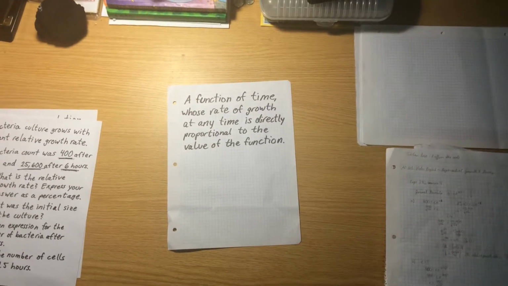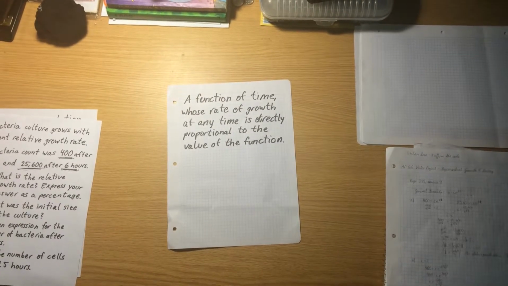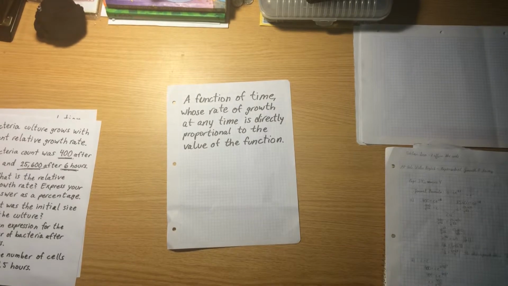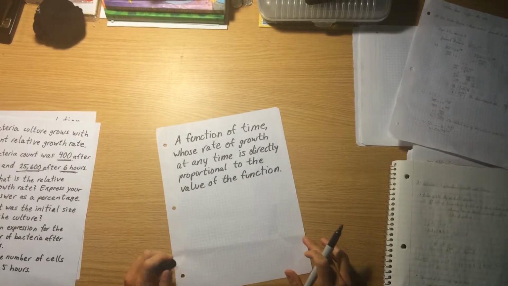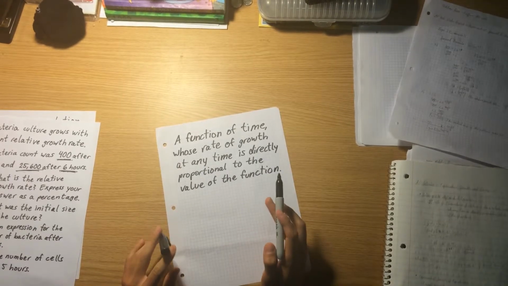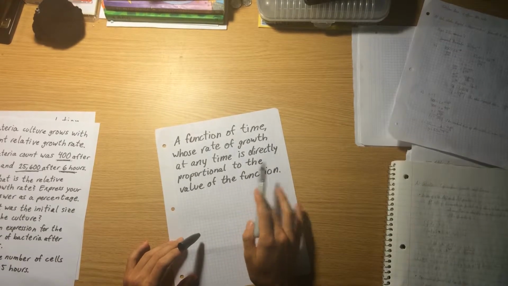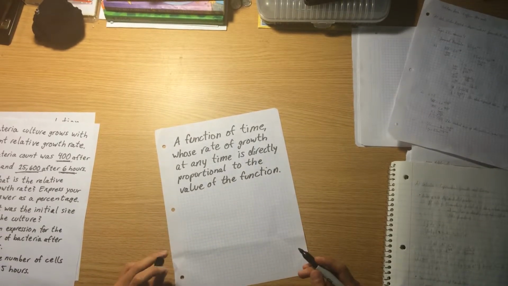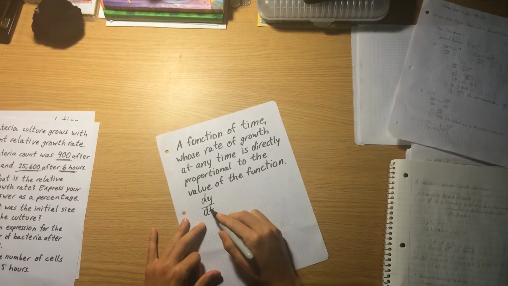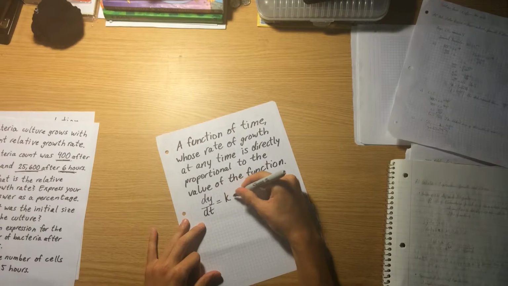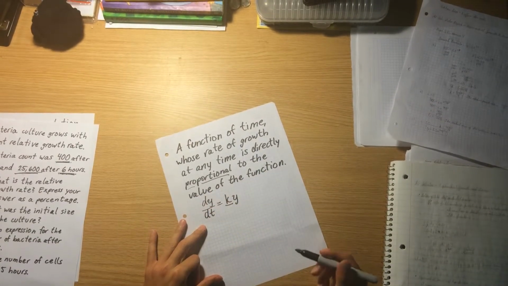Exponential growth and decay. First of all, we have to find the general formula in order to solve these kinds of exercises. The basic principle is that we have to find a differential equation that is a function of time whose rate of growth at any time is directly proportional to the value of the function. This would be dy/dt, dt because it's time, is equal to ky. K because it's a constant and it's directly proportional.